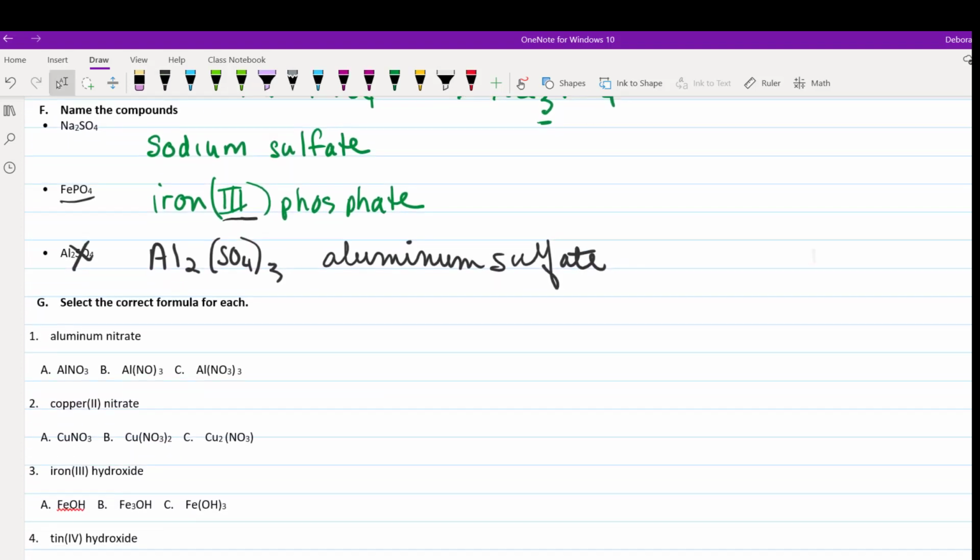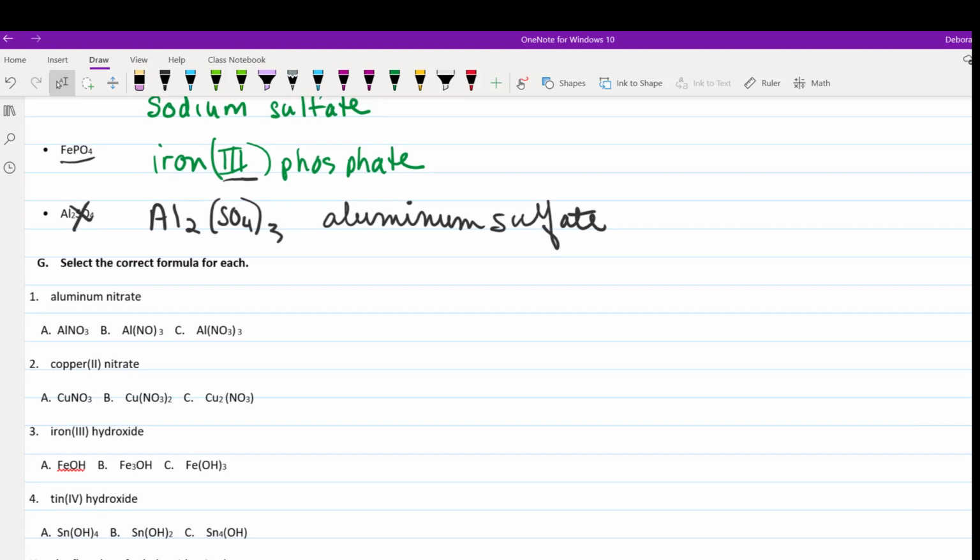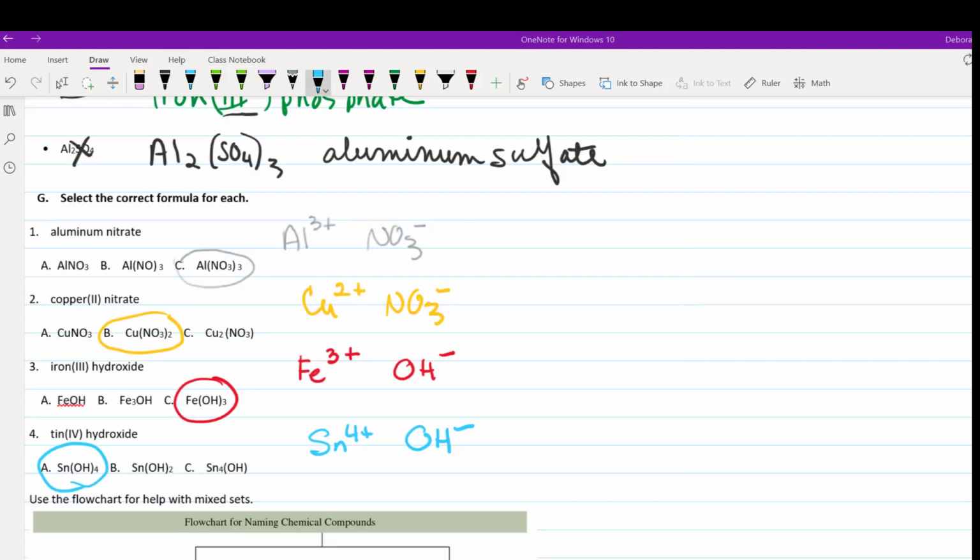Then one last one, just easy to do these. Try these as a set, just multiple choice. Again, pause the video and then come back and check your answers. So, aluminum nitrate. Again, it's always good to think about your ion forms before picking out the correct formula.